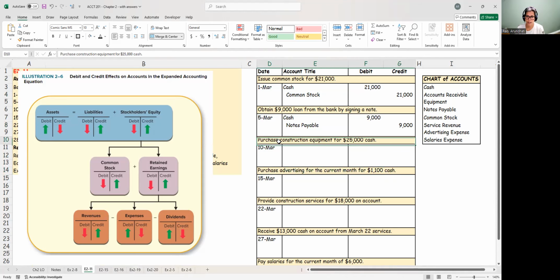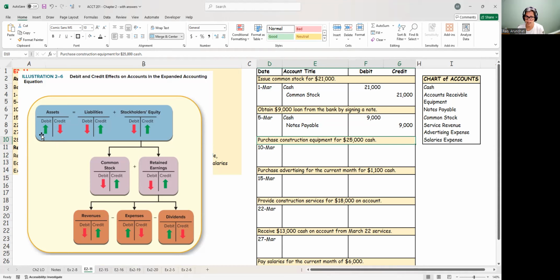Let's move on to the third transaction. I purchased construction equipment for $25,000 cash. So in the first two transactions, I received cash. Now I'm spending some of that money. I'm the company and I spent that money. What did I spend it on? I purchased construction equipment. So for the business, cash is an asset. It decreased, so I'll have to credit that. But I also got another asset in exchange. Construction equipment is an asset, and that will increase.